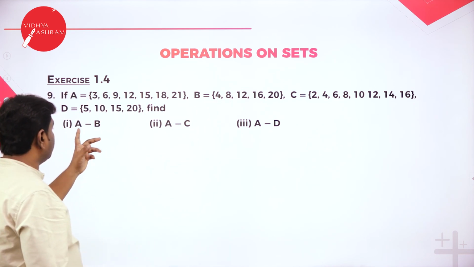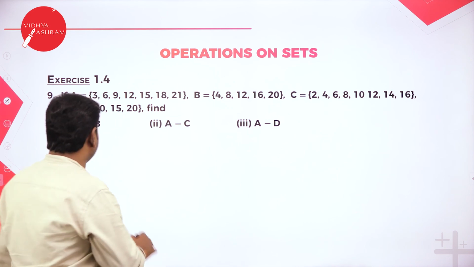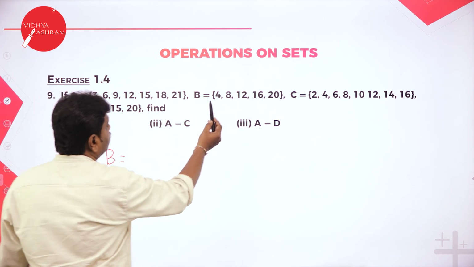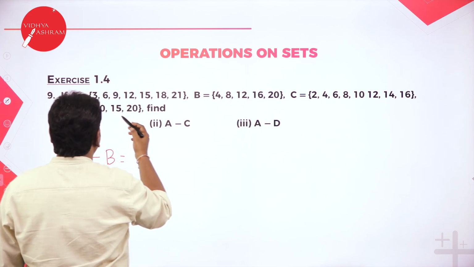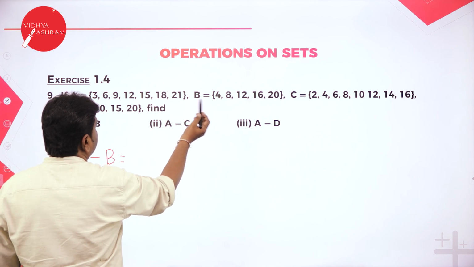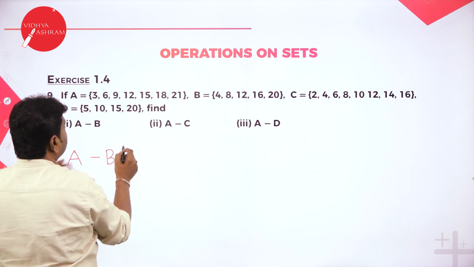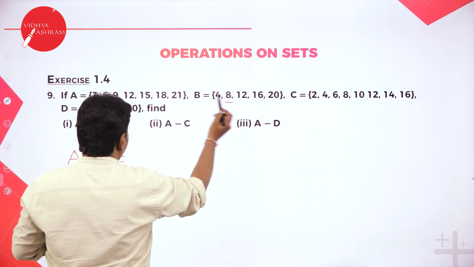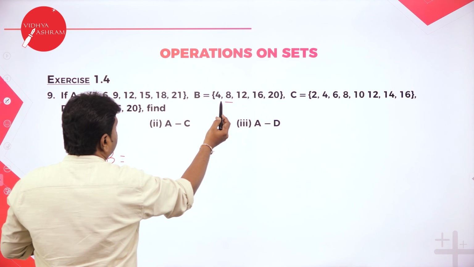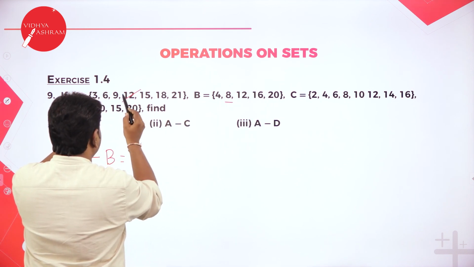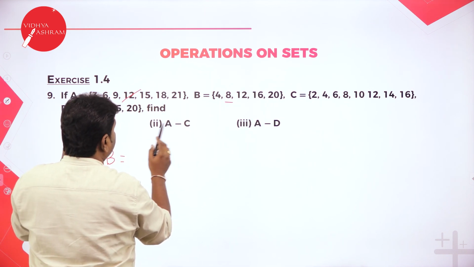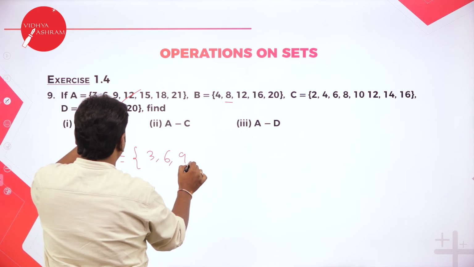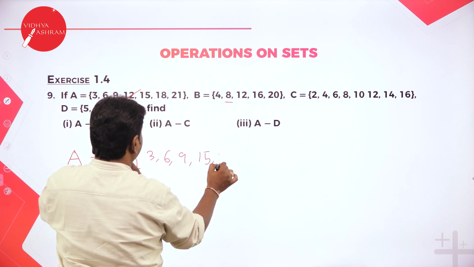Next we have A, B, C, D given. They want A minus B, the difference of sets. What is meant by A minus B? Write the elements of A, removing the elements of B. What are the elements of B? 4, 8, 12, 16, 20. In A, remove the elements of B. We don't have 4, 8, 16, 20 in A, but 12 is there, so remove it. So what is A minus B? 3, 6, 9, 15, 18, 21.